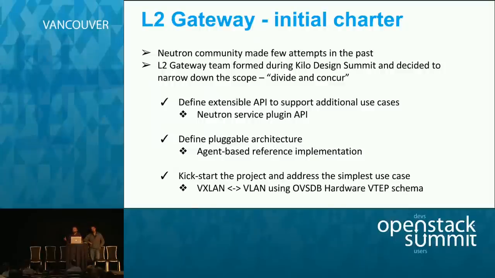Okay, and then define a pluggable architecture, which is agent based, where the agents can run on multiple compute nodes. It can be distributed, so therefore, we can deal with the scale issues. Right. And to kickstart the project, like I said, we wanted to divide and conquer. So bring down the big scope of the problem into a very small, focused, narrow problem. And we said, okay, we're going to take VXLAN-based networks, and we're going to use software VTEP to hardware VTEP integration. So that's what we will do. And in order to do that, we decided we'll use the OVSDB hardware VTEP schema. So that's our use case.